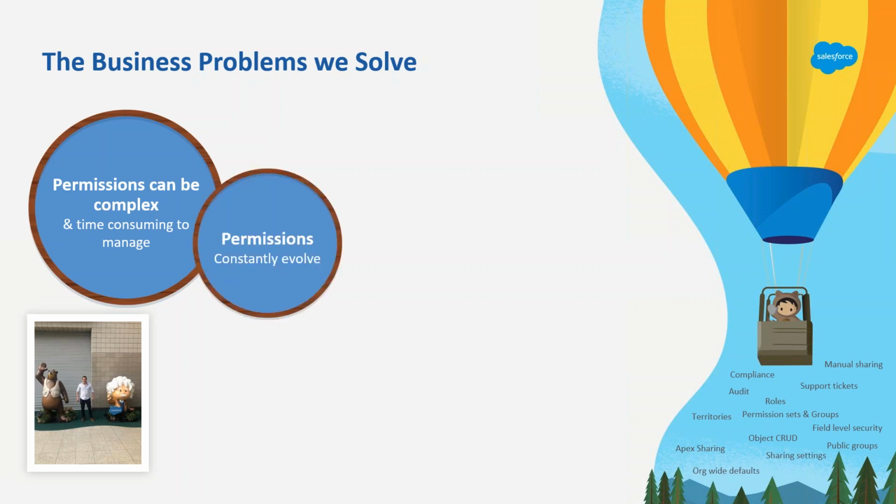Also, permissions constantly evolve. So day one of your implementation, you might have a really clearly defined permission setup, but in a matter of weeks, you could be onboarding new business units and new stakeholders, and your permissions need to constantly evolve to support those new business objectives.